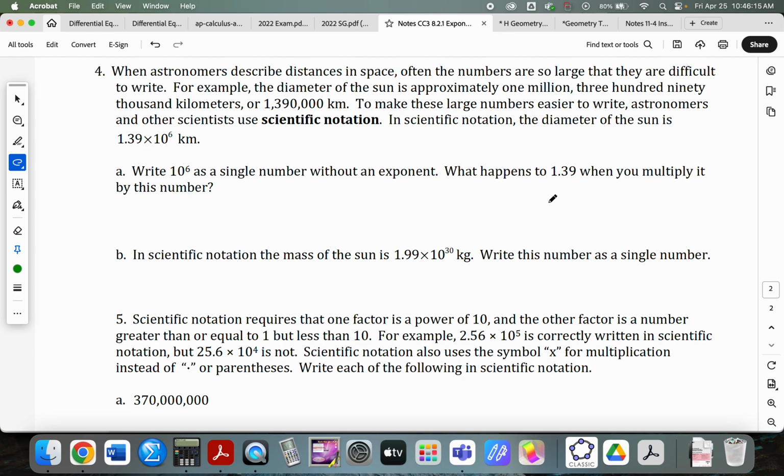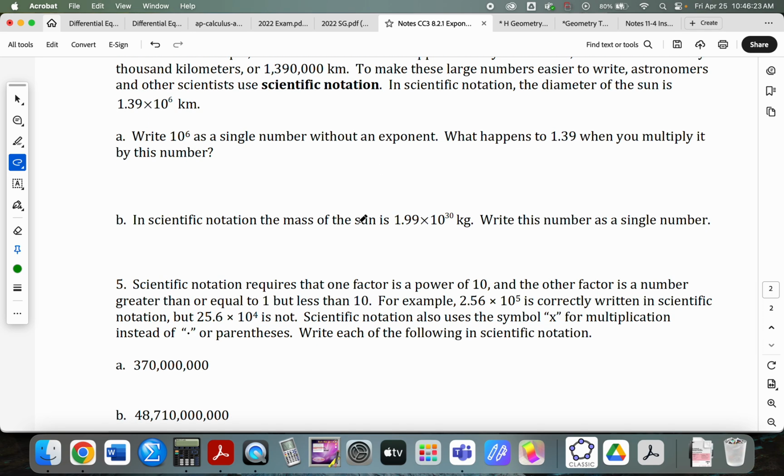So in scientific notation, the diameter of the sun is 1.39 times 10 to the 6 kilometers. So let's write 10 to the 6th as a single number without an exponent. So 10 to the 6th, it's pretty easy to remember this. When you're raising 10 to a power, that power tells you, well, if it's positive at least, how many zeros you're going to have. That's going to be a 1 with 6 zeros after it. So that's 1 million.